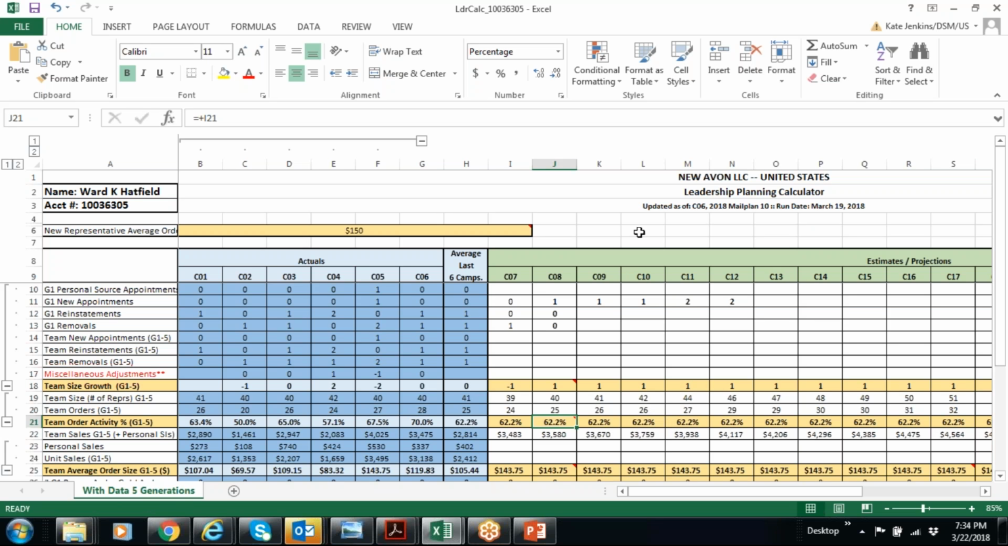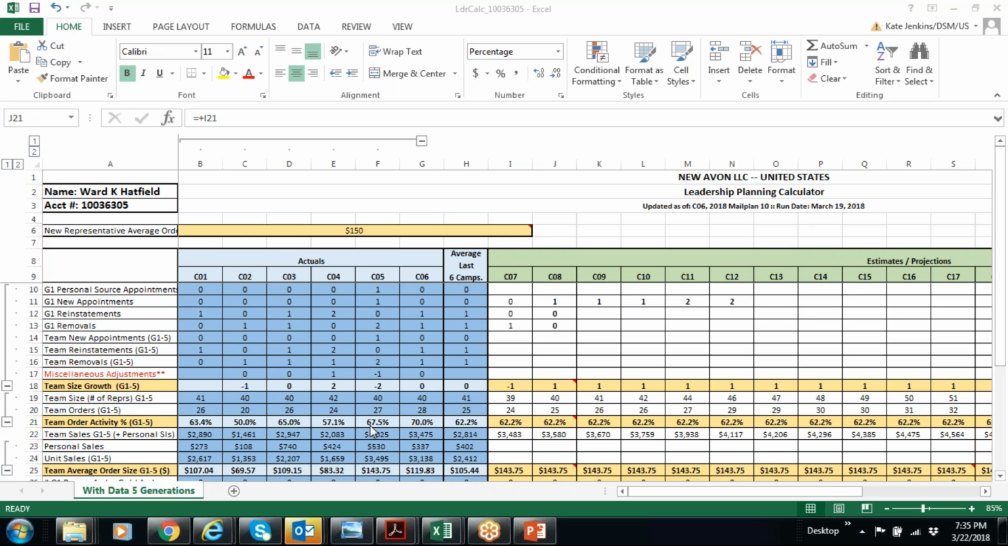And this calculator has been very fun. It can be a little aggravating at times because it doesn't always do the math correctly. We have been told that Avon is working on that. So don't be too discouraged, but I recommend you give it a try. Check it out, especially if you're a numbers person.